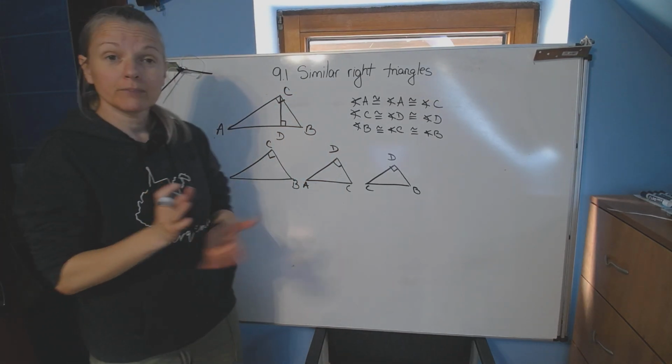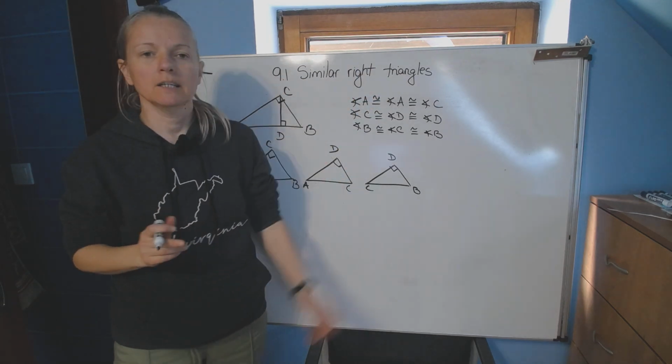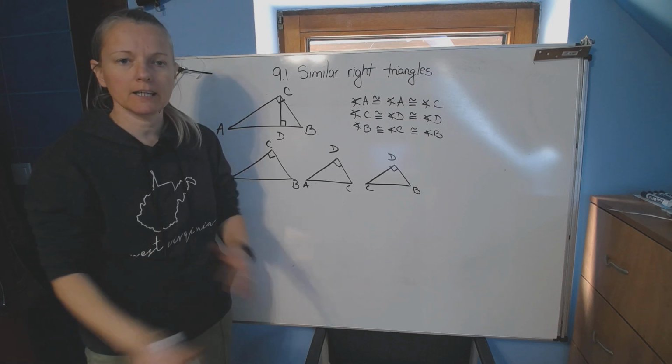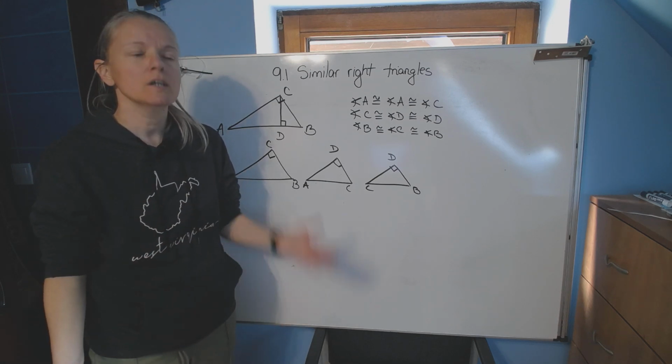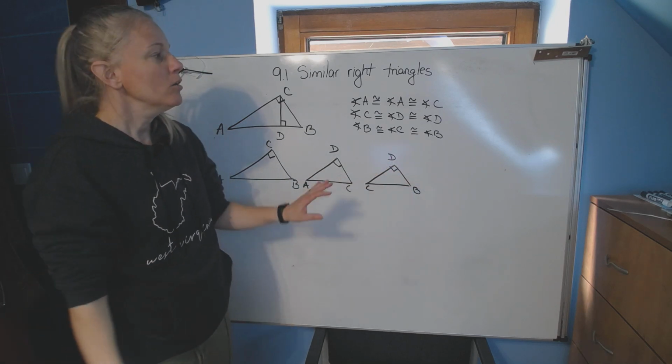So let's start. Chapter 9. 9.1 deals with similar right triangles. And so, really, this is a continuation of Chapter 8 that dealt only with similar triangles. Unfortunately, for all of you, this happened a month and a half ago, but we're going to review that.